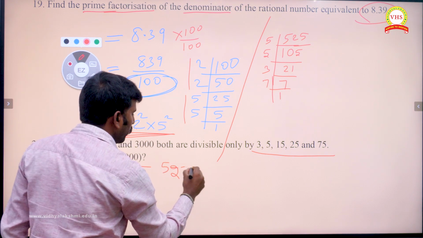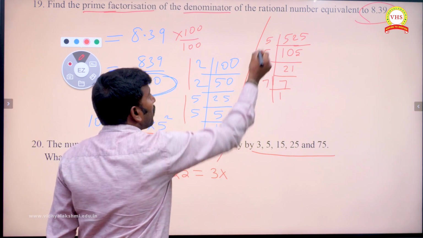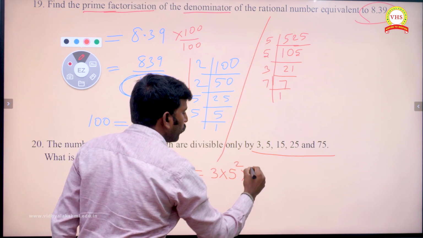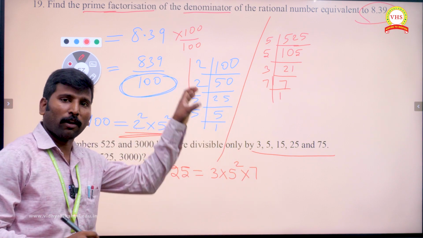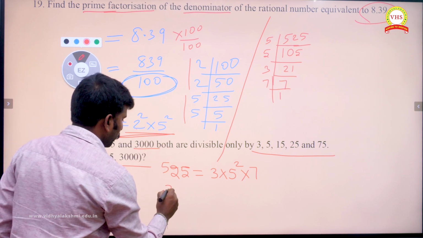So 525 equals 3 into 5 power 2 into 7: 3 comes one time, 5 comes two times, and 7. That's it. I have written all the factors of 525. Next, you take 3000.